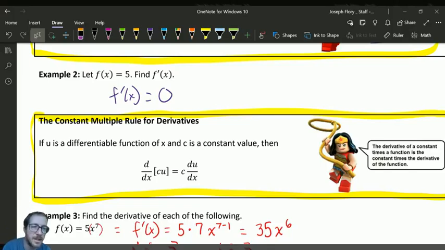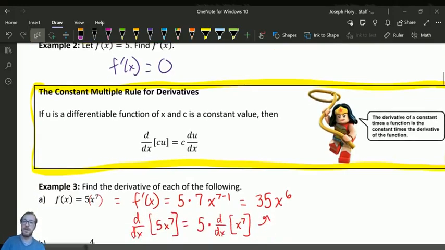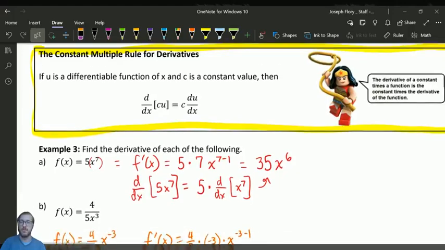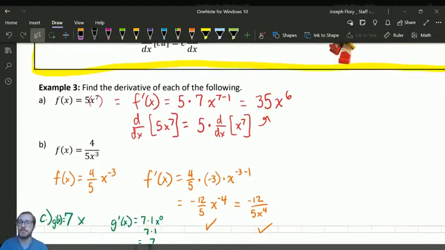So one of them says the derivative of a constant times a function is the constant times the derivative of the function. It essentially says we can factor that constant out to be a coefficient of the whole derivative and then take the derivative of what's left. So in example 3a, we've got 5x to the 7th. So this rule just says, hey, we can factor that 5 out.